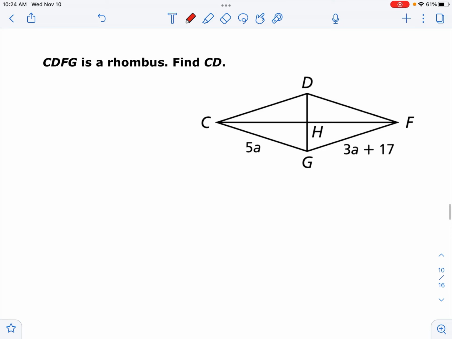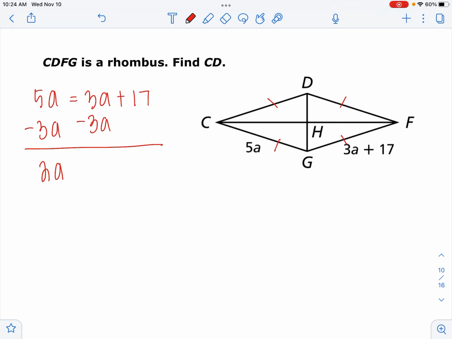All right, let's try another rhombus problem. CDFG is a rhombus. So if you look at what's being labeled on this rhombus, it's the sides. I know that all 4 sides are congruent, so I can set any 2 equal to each other. So I'm going to do 5A is equal to 3A plus 17. And now I need to solve this. I'm going to subtract 3A from both sides. I have 2A equals 17. Divide both sides by 2. And I have A is equal to 8.5.